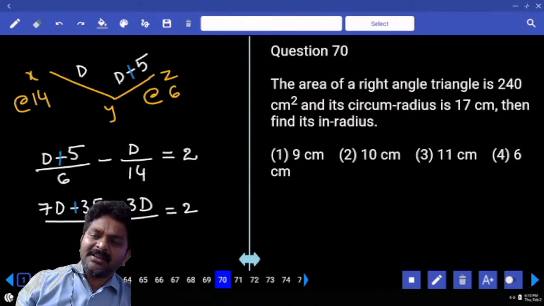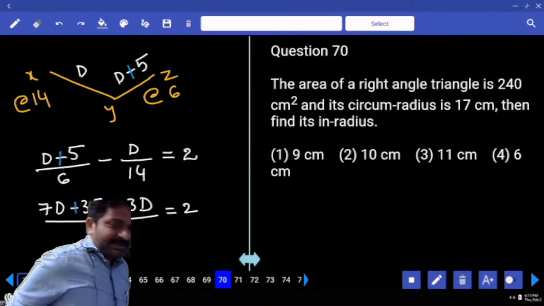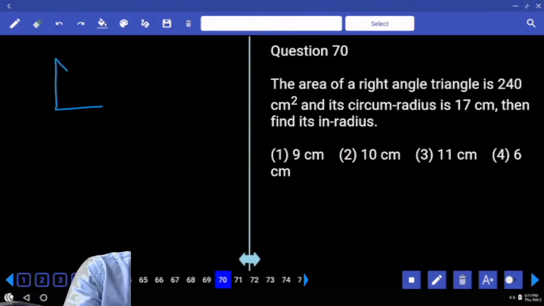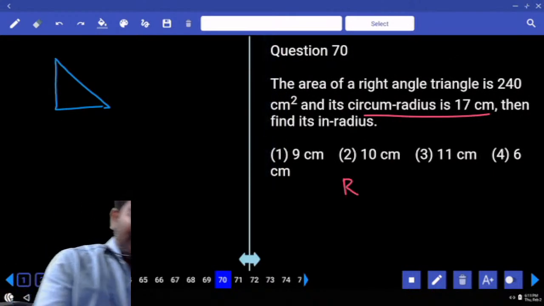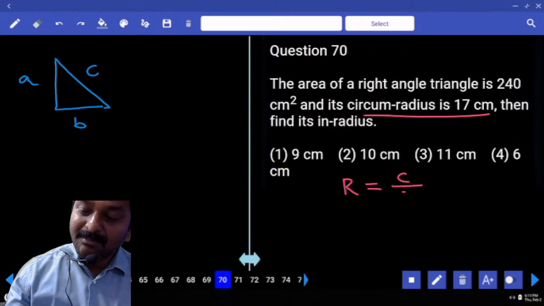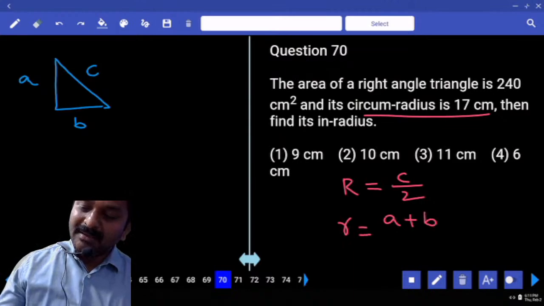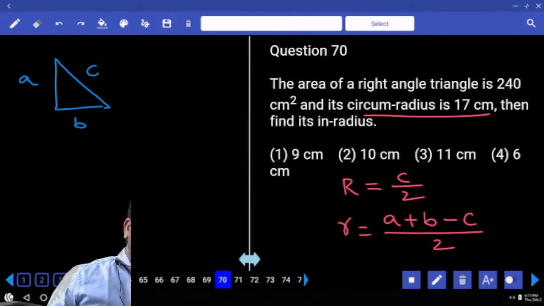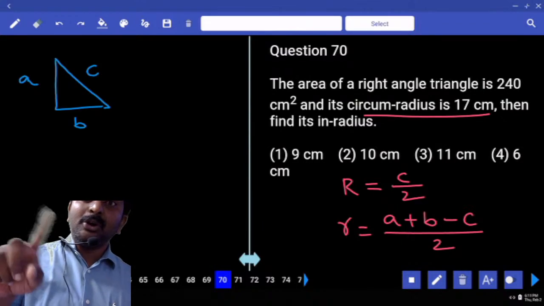The area of the right angle triangle is 240 square centimeters and its circumference is 17. Find the inradius. Okay, right. Now, right angle triangle. ఏమంటే రైట్ యాంగిల్ ట్రయాంగిల్లో మనకి సర్కమ్ రేడియస్ ఇచ్చారు. సర్కమ్ రేడియస్, ఇఫ్ దీస్ ఆర్ ఏ బి సి, వాట్ ఈజ్ సర్కమ్ రేడియస్? c/2. In radius r becomes a plus b minus c/2. ఓకేనా?